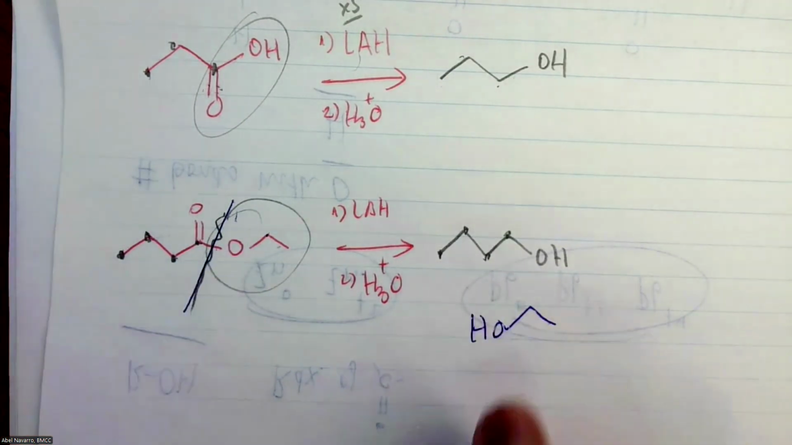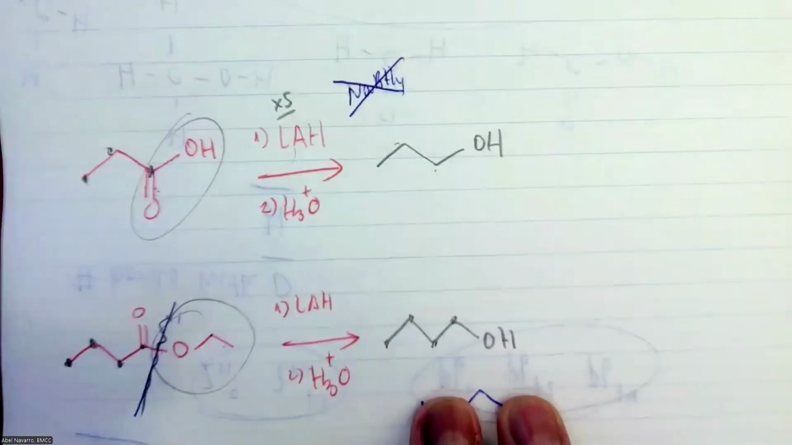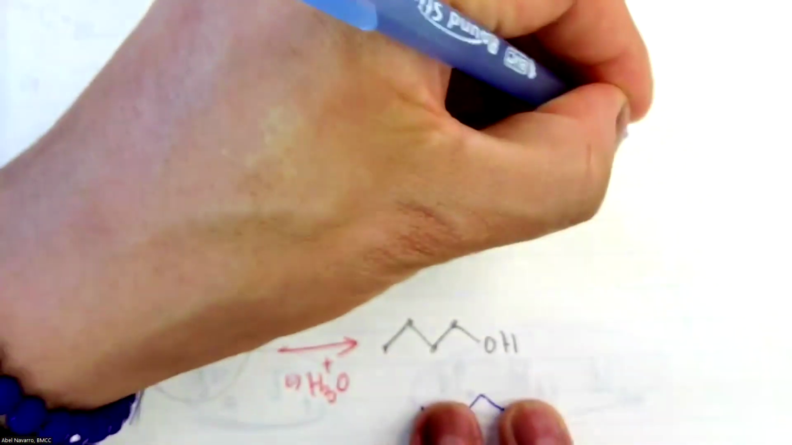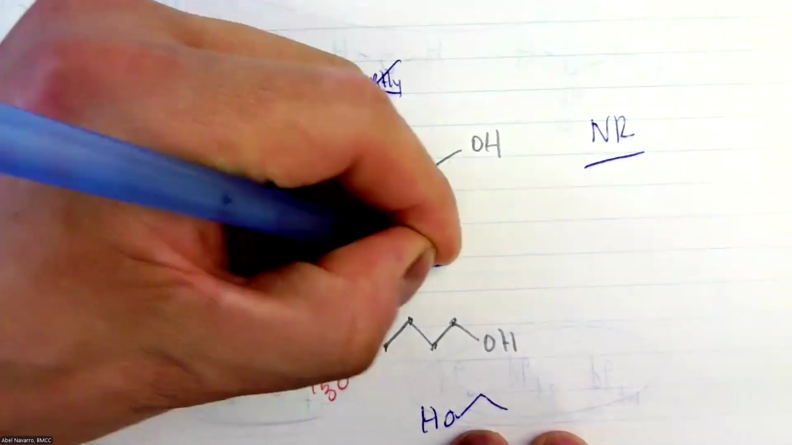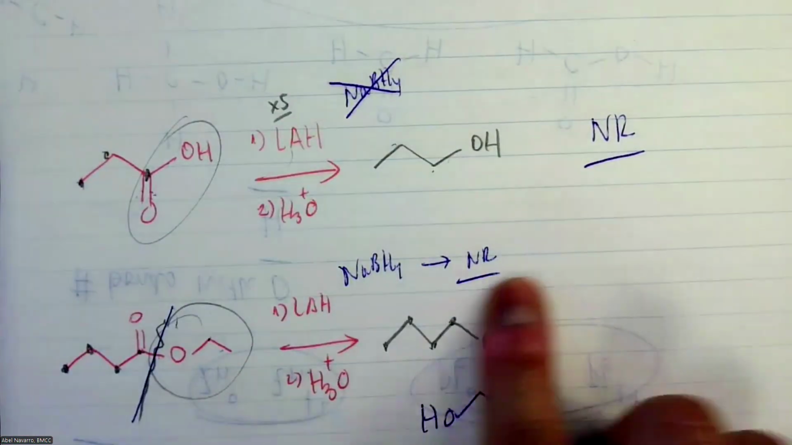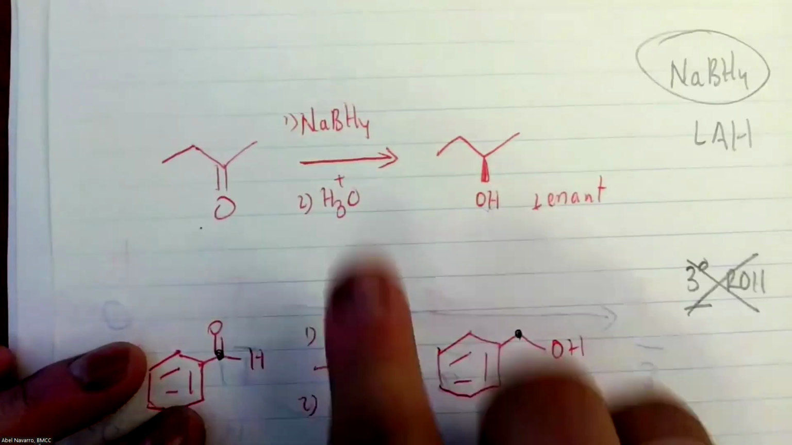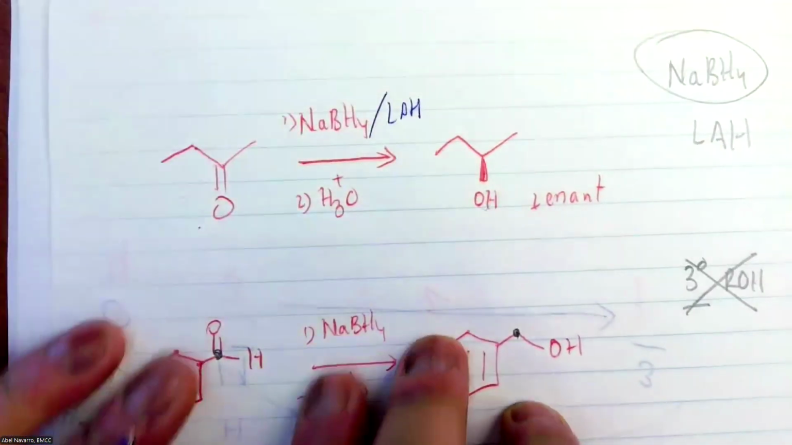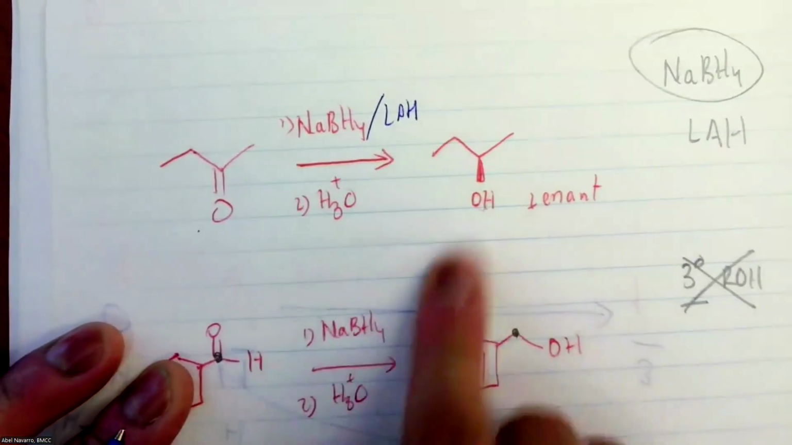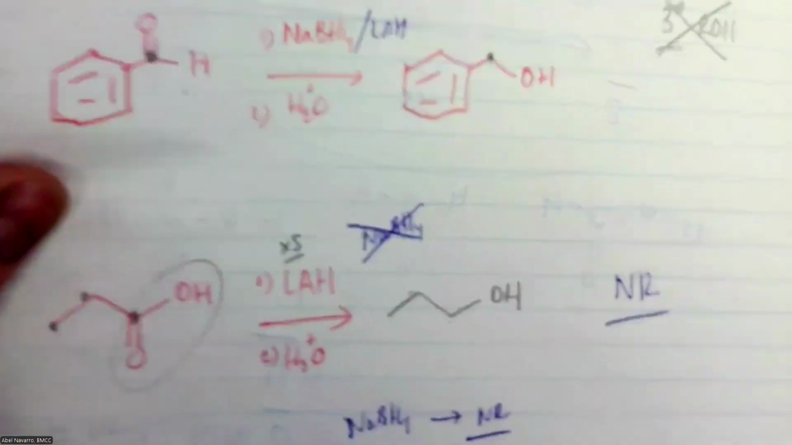Okay. Professor, can I use sodium borohydride here? No, you cannot. If you use sodium borohydride, it will give you no reaction. Here, the same thing. If you use sodium borohydride, it will give no reaction because it's not strong enough. You need something stronger. Lithium aluminum hydride is a stronger reducing agent. Professor, can I use LAH here? Yes, LAH, you can use it here. Sodium borohydride or LAH, they give you this. Oh, Professor, the same thing.